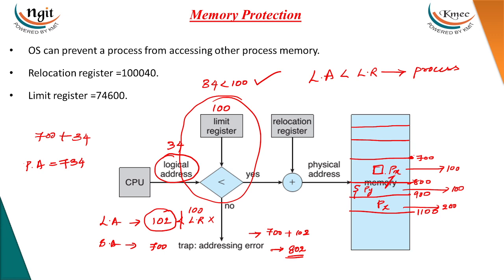So px cannot access the data stored at 802 because 802 belongs to py, the second memory location of py. That's why this restriction, logical address less than the limit register value, is used to protect a process from other processes in the main memory. It restricts one process from accessing another process's memory. So this restriction gives you memory protection.